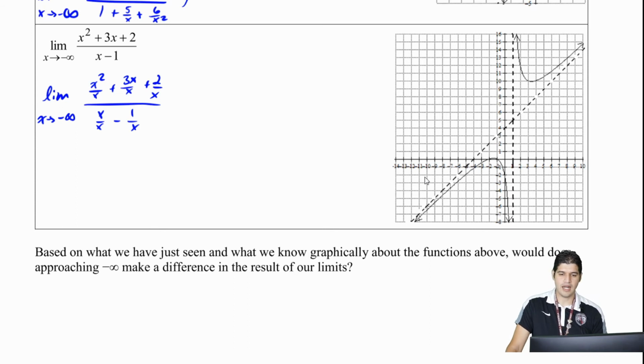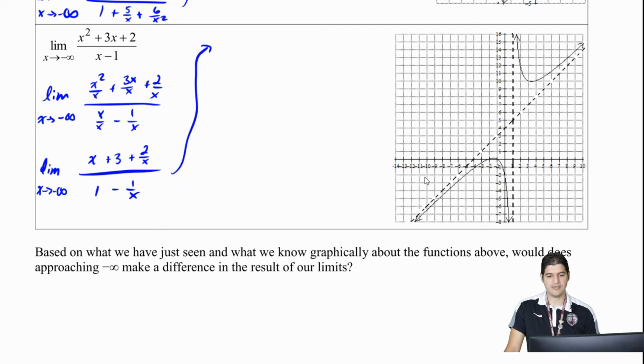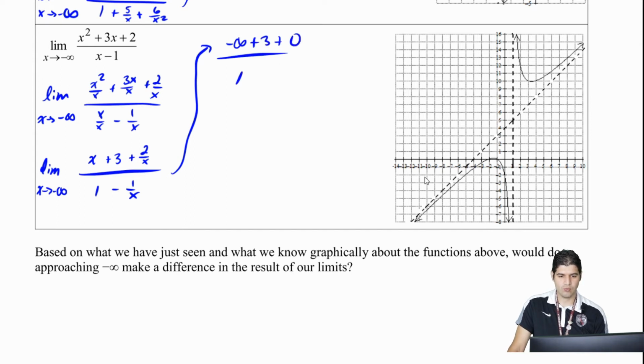Okay, let's simplify this. So the limit as x approaches negative infinity, I'm getting (x + 3 + 2/x) all over (1 - 1/x). Now let's substitute in negative infinity. So I'm going to get negative infinity plus 3 plus 0 over 1 minus 0. So I get negative infinity over 1, which is negative infinity.